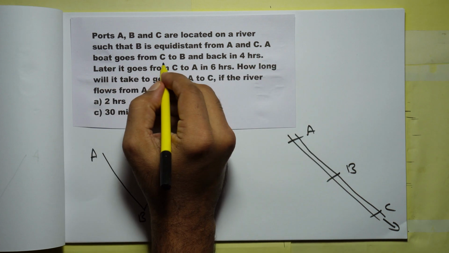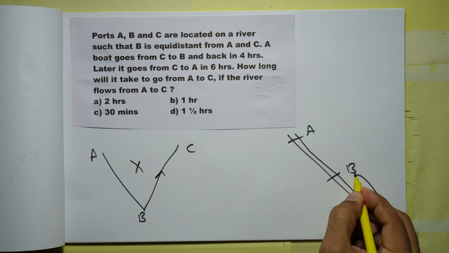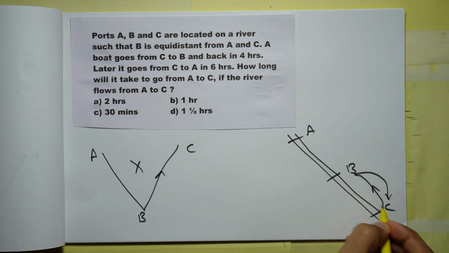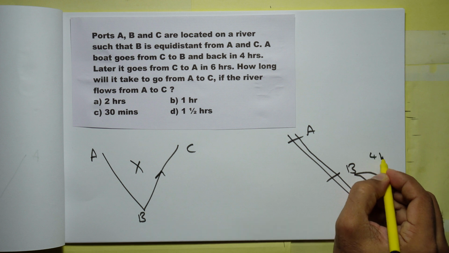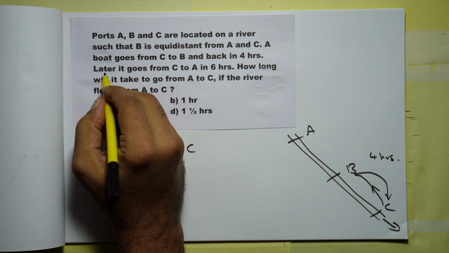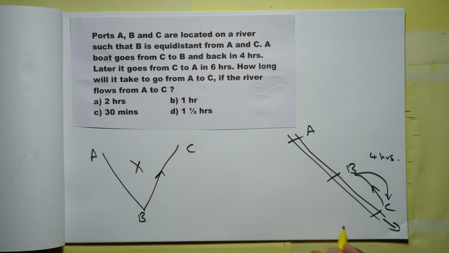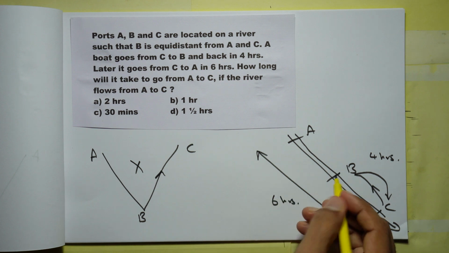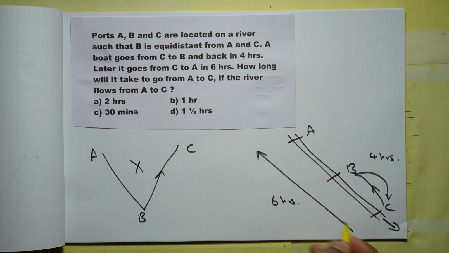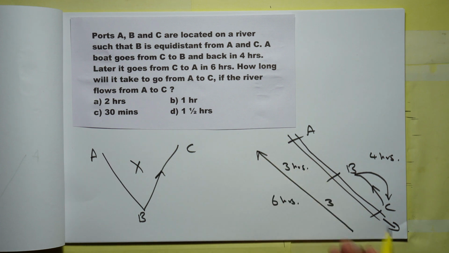A boat goes from C to B and back in 4 hours. Initially it goes from C to B upstream and back. Altogether it takes 4 hours. Later it goes from C to A in 6 hours. Total time required is 6 hours. Now we know that B is the midpoint. So C to B should be 3 hours and B to A should be 3 hours. So altogether it will add up to 6 hours.